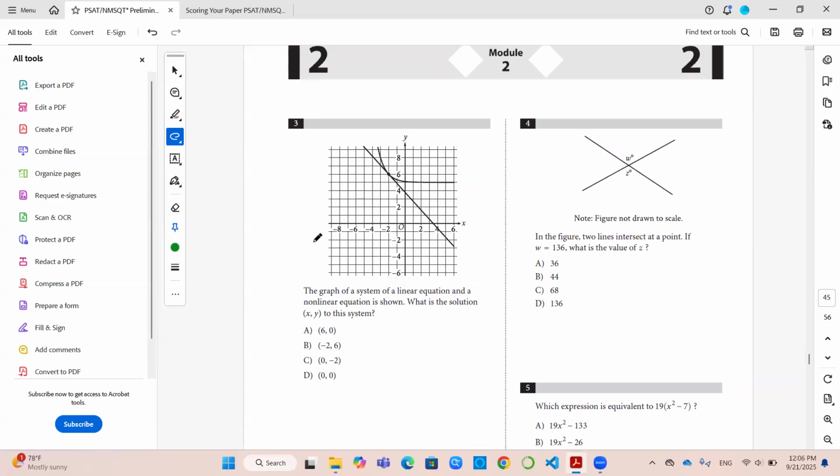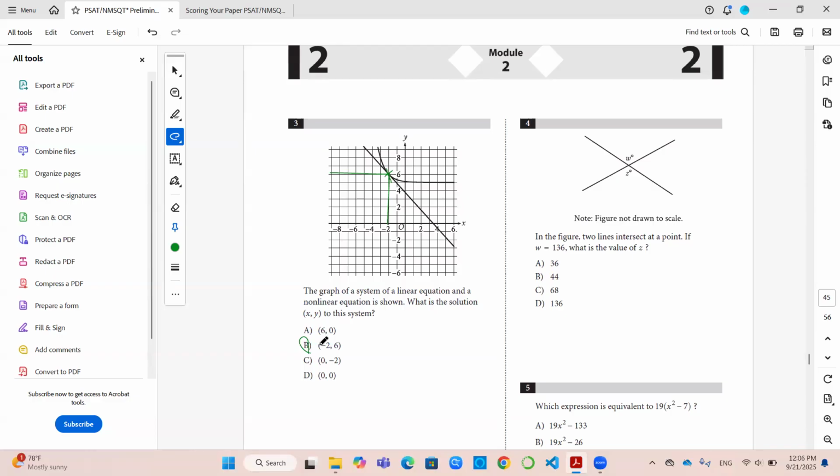The graph of a system of a linear equation and nonlinear equation is shown. What is the solution to this system? So I see an intersection point here, right? When I say solution to two equations, I want to see the intersection point. So it's going to be minus 2 comma 6. So B is the correct answer.